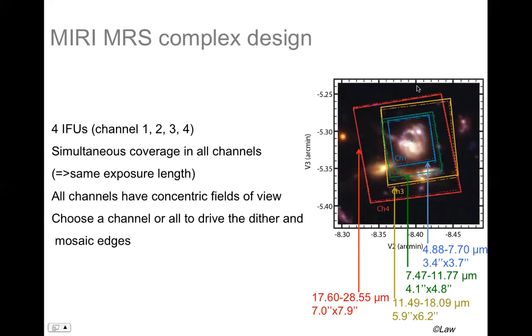All right. So as you can see on the right image, the fields of view of the different channels are different, but they are concentric. The smallest field of view is provided by channel 1, so at the bluest wavelength, with a field of view of about 3.4 to 3.7 arcseconds, while the largest field of view is provided by channel 4, so at the longest wavelength, and it's about twice the size of channel 1. Because of this complex design, the jittering pattern and the mosaic might be different, whether you're interested in channel 1, channel 4, or all channels.